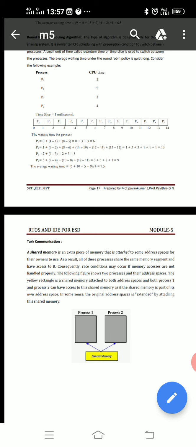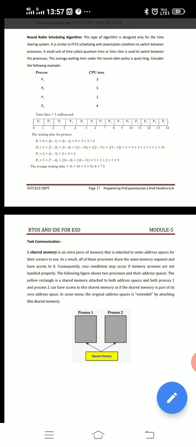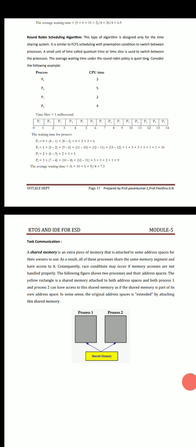So the next concept is task communication. In task communication, a shared memory is an extra piece of memory that is attached to some address spaces for their owners to use. So there will be an extra memory that can be shared between different processes. All of these processes share the same memory segments and have access to it. Race conditions may occur if the memory accesses are not handled properly.